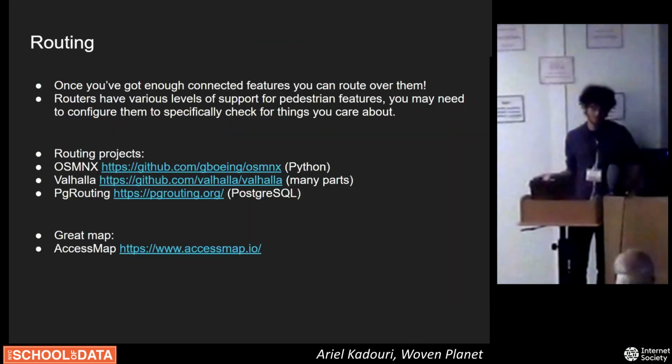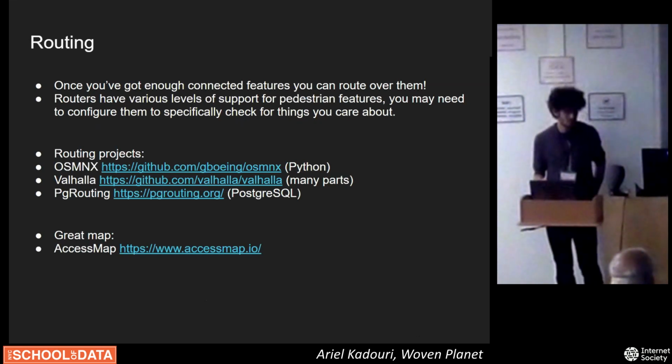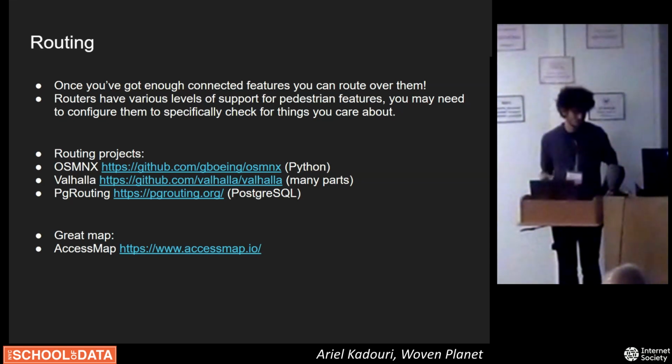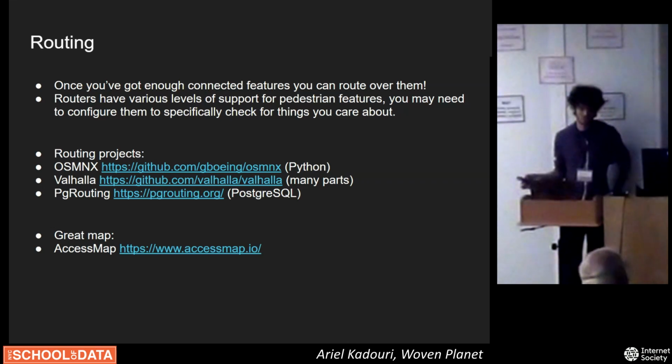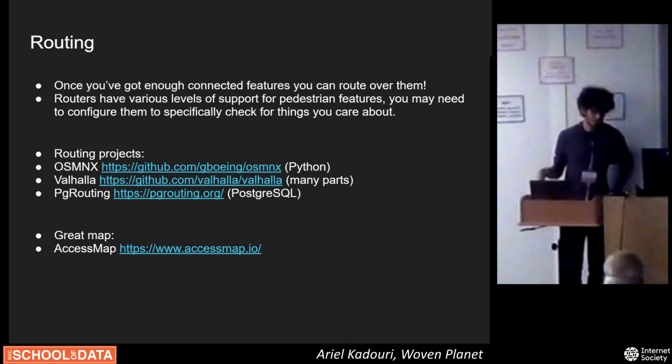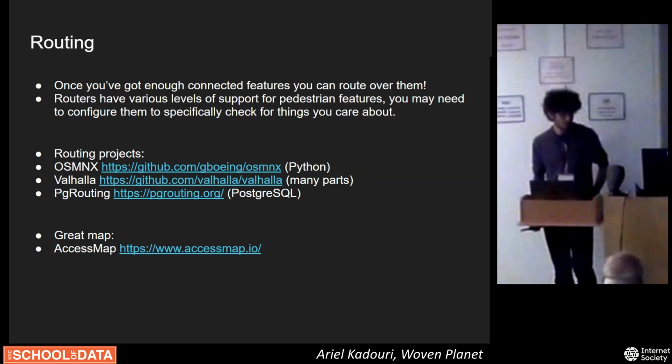And then you can do routing. I didn't put together any routing examples yet, but there are some great projects to look into. OSMnx can be used to analyze routes in Python. Valhalla has many parts. It's a full-fledged router that can build isochrones and use different modes of routing. If you really love Postgres, you can use the pgRouting extension to build a routing graph. All great tools. Not a lot of them have great support for pedestrian features, so you may have to configure them.